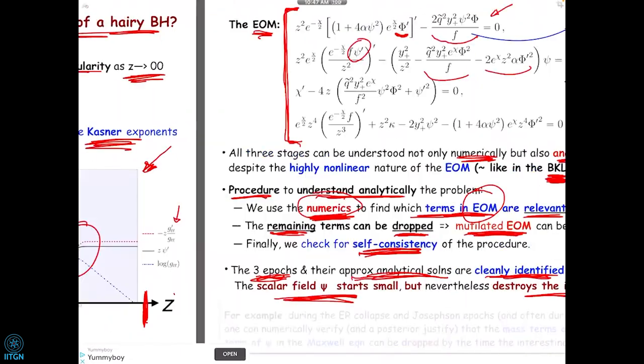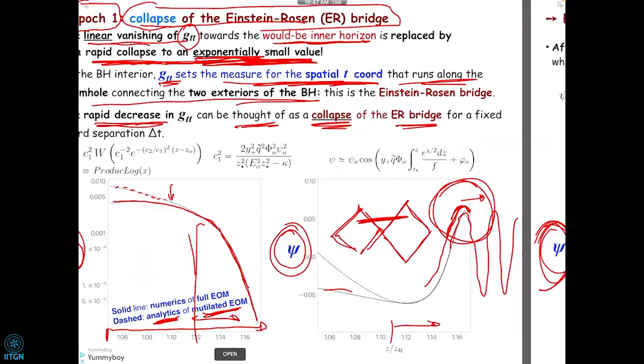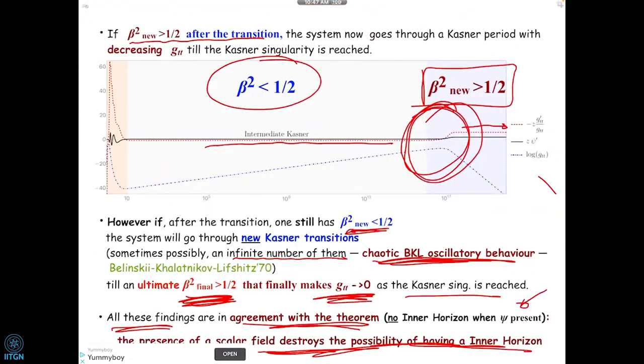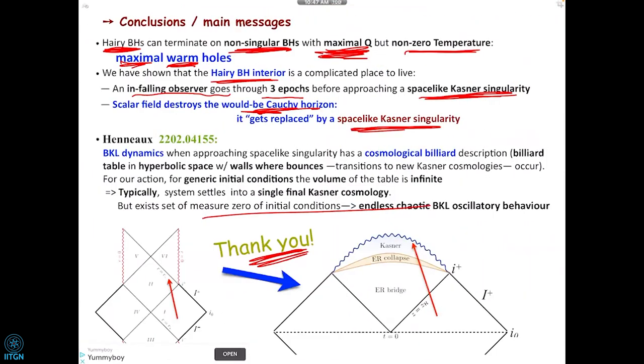May I ask a question, Oscar? Yes, sure. So this appearance of these BKL singularities, you remember that there was this old BKL conjecture? The BKL conjecture, that near the singularity, only the time derivatives are important. The space derivatives are not important.